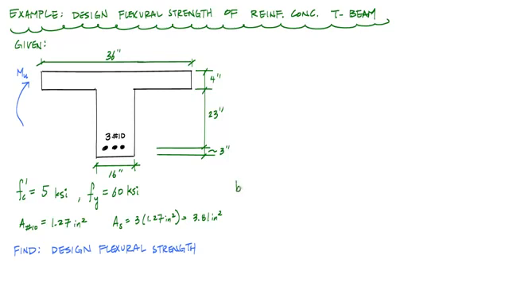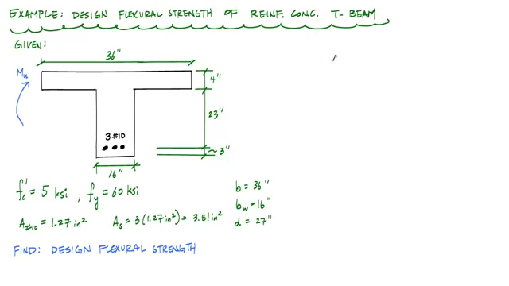From the given information, or at least from the drawing here, I know that the width of the flange is 36 inches. The width of the web here, bw, is 16 inches. And the depth to steel from the extreme compression fiber to the center of the steel here is 27 inches.